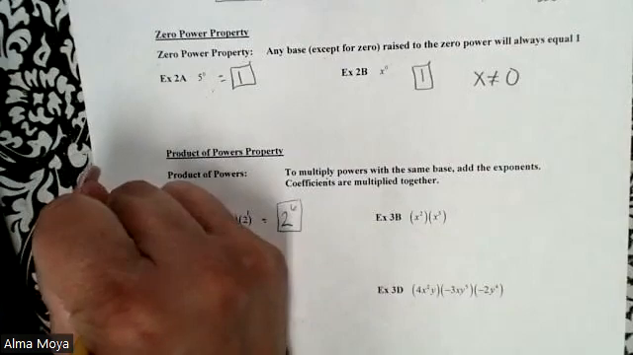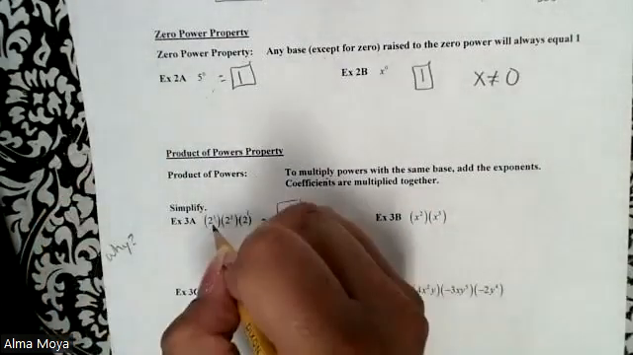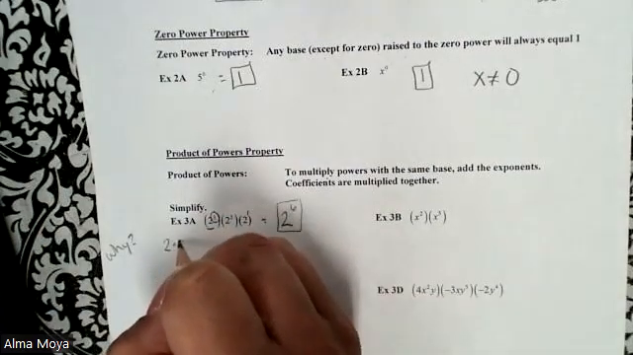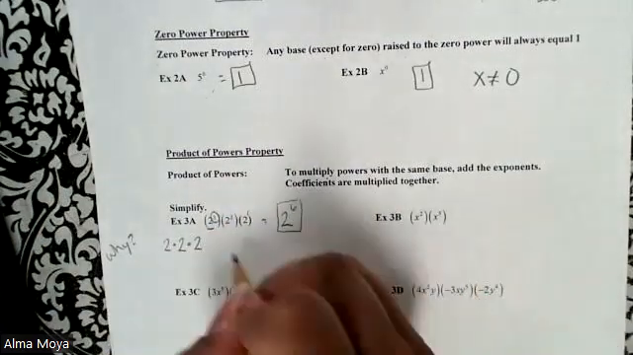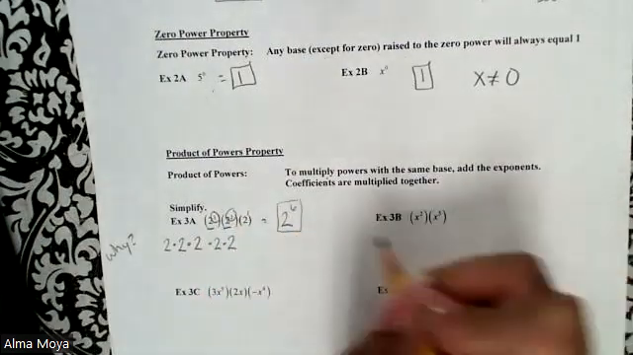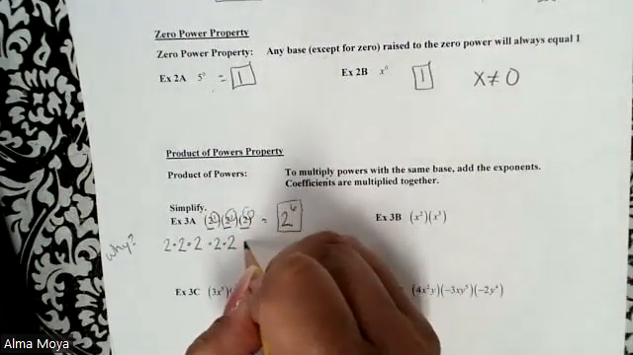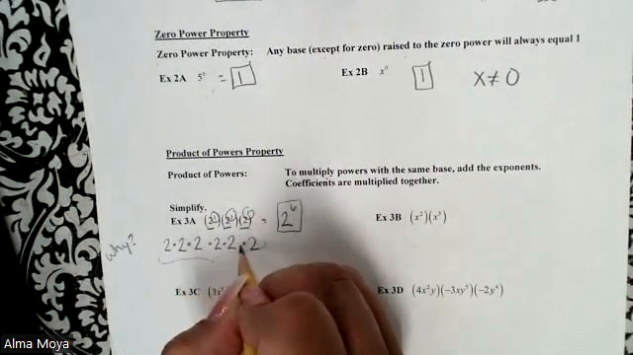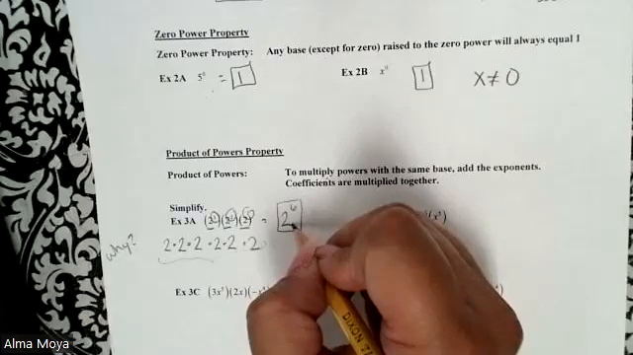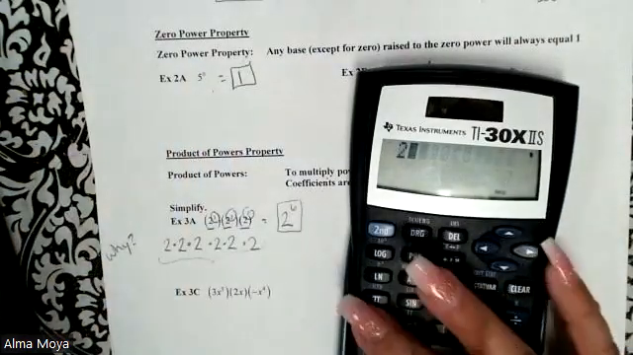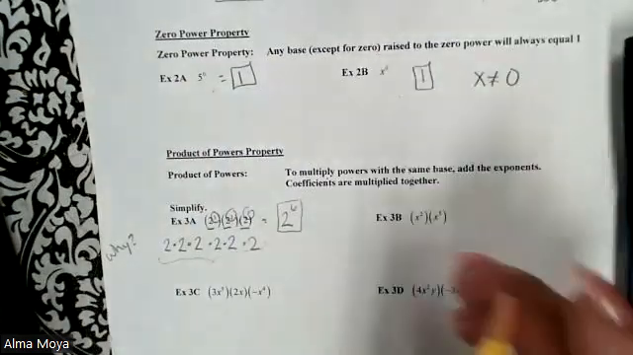Now, this is the reason why. Right here it says 2 to the 3rd power, so I'm going to write the 2 three times. That's 1, 2, 3. I'm going to write this 2 two times, 1, 2. I'm going to write this 2 one time. So what does that mean? I have 1, 2, 3, 4, 5, 6 twos. Now let's see what the value is. 2 raised to the 6th equals 64.